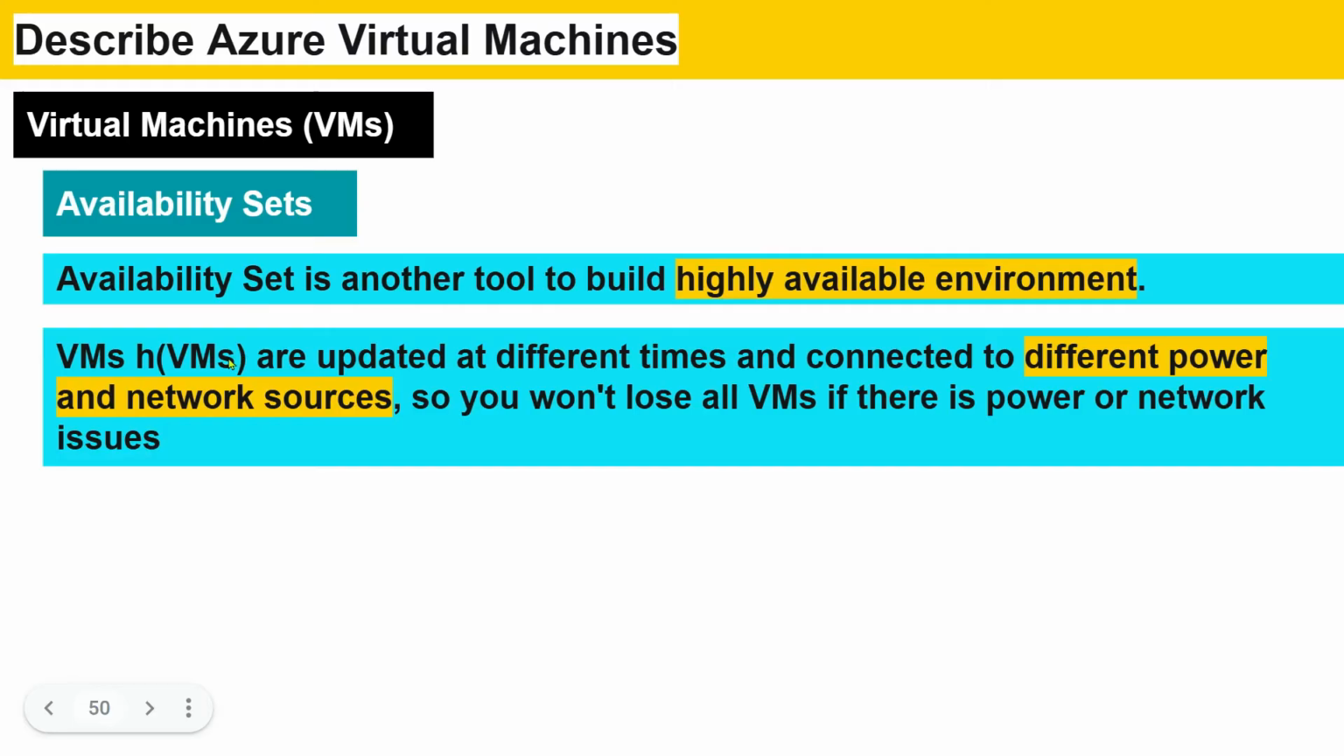There are certain groups formed. Let's say I've got 10 VMs. I would have some 3 or 4 VMs connected to different power sources and different network sources. So if I'm losing something in between, I have another power backup, so not all my VMs are going down. So you won't lose all VMs if there is a power or network issue. They are updated at different times and connected to different power and network sources. The things that I marked in yellow are the important points to remember.